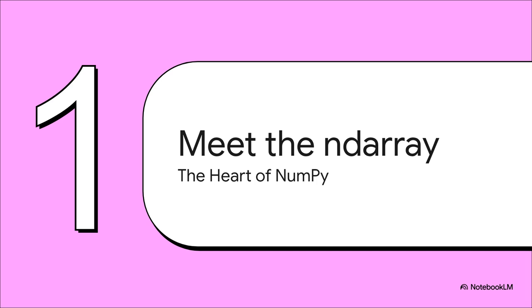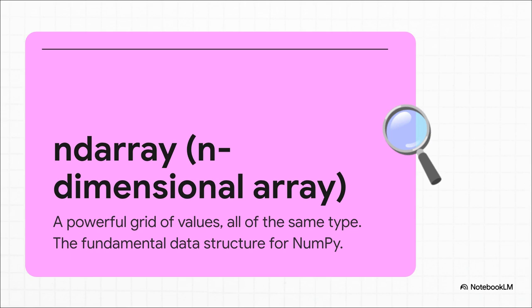All right, let's dive into Section 1. Meet the ndarray. This is the fundamental building block, the solution to all those speed problems we just talked about. So, what is an ndarray? The name stands for n-dimensional array. And really, at its core, it's just a grid of values. It could be a simple one-dimensional line of numbers, a two-dimensional table like a spreadsheet, or it could even have 3, 4, or more dimensions. But here's the golden rule, the most important part. Every single value in that grid has to be the same data type. And that, right there, is the secret sauce that lets NumPy perform these massive, highly optimized calculations behind the scenes.